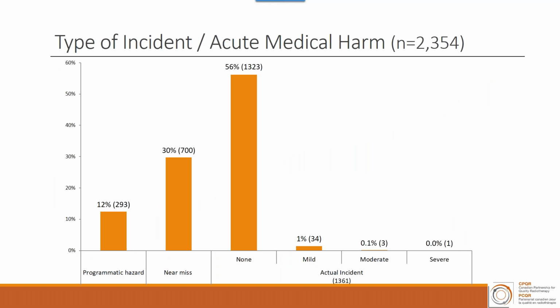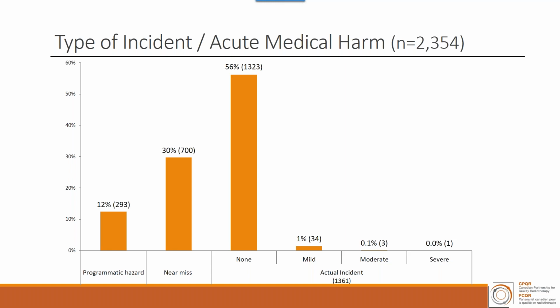Just a quick look at a type of incident analysis. This is a type of incident analysis and acute medical harm combined. So it ranges from what we call a programmatic hazard, where there's no patient involved, but really a situation that has been identified as probably not the best practice or a hazardous situation. And that's what those 293 are.